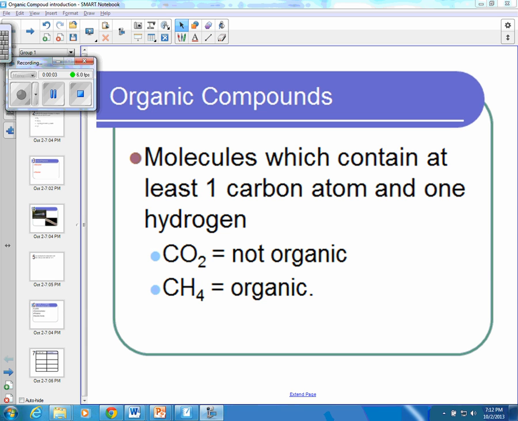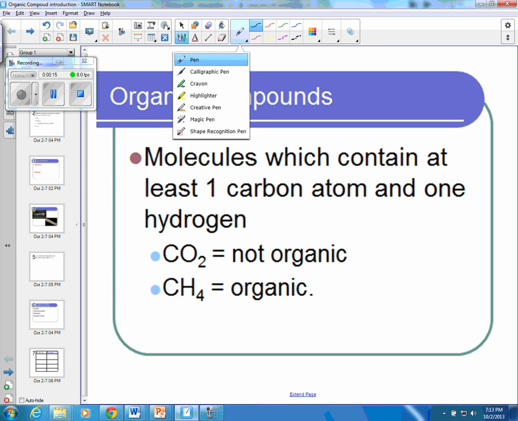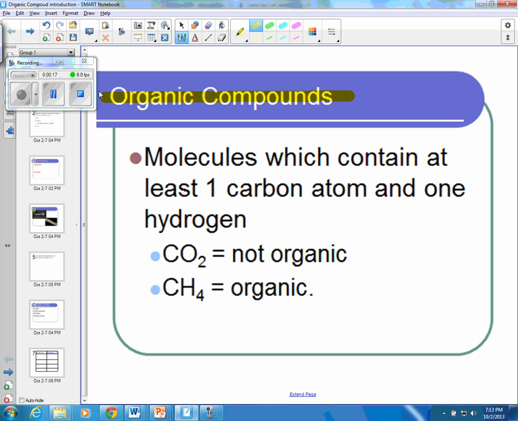Today's lecture is on organic compounds. So please set up your Cornell notes and set it up with the title Organic Compounds. Right over here. When you've done that, press play.